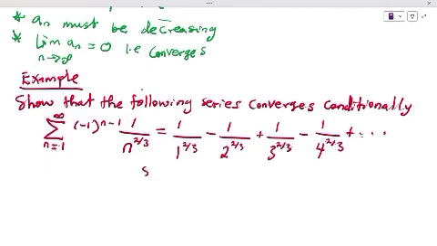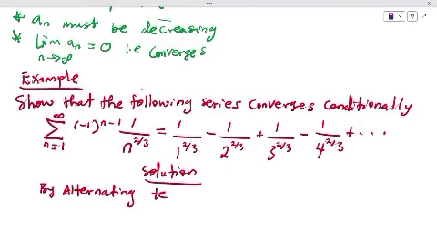It's very simple. So let's write the solution. Remember, we have to meet the 3 conditions for using the alternating test. So by the alternating test, let's look at whether all the conditions are met. Let's itemize what we've got there. Do we meet all the conditions?